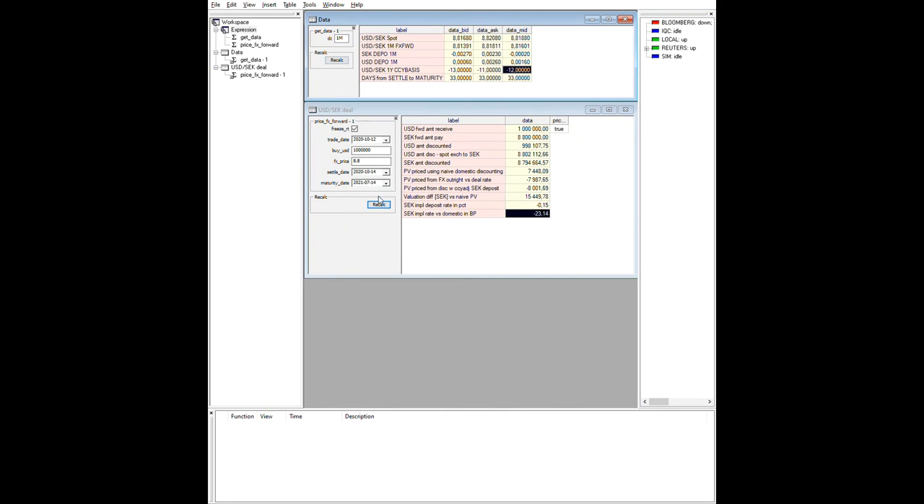It's difficult to draw any conclusions from this, but the point being is that if you do not discount with the SEK rate that's adjusted with the currency basis spread, then you're not getting your valuation of your FX forward correct. And that was sort of the take of the day.